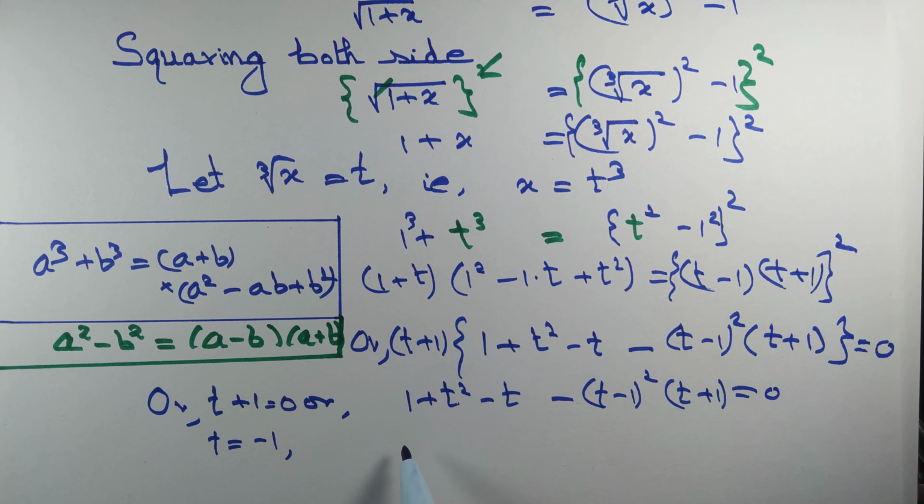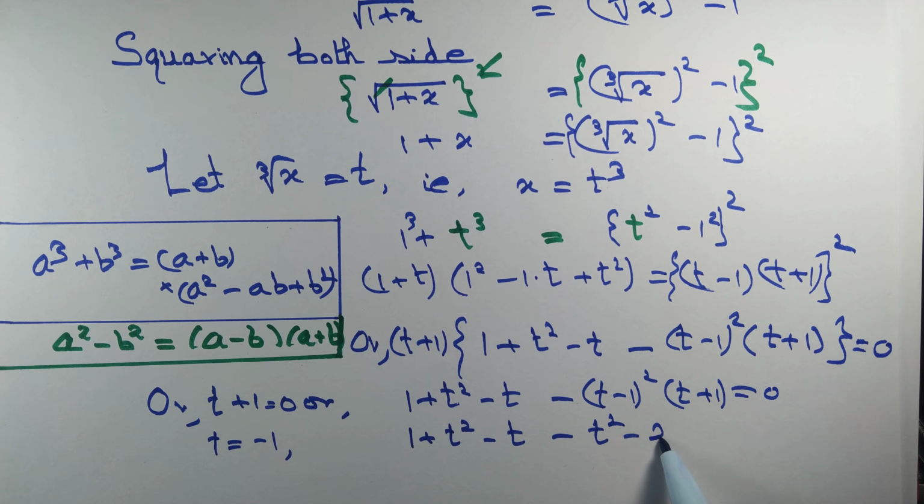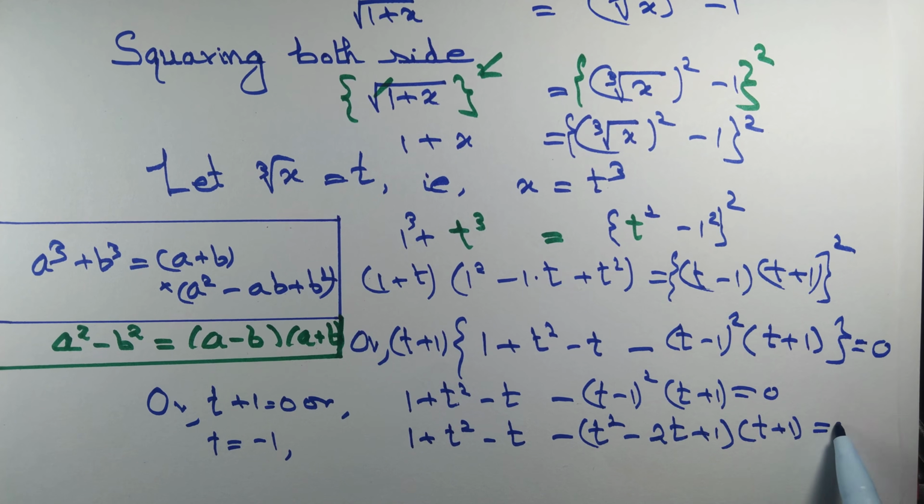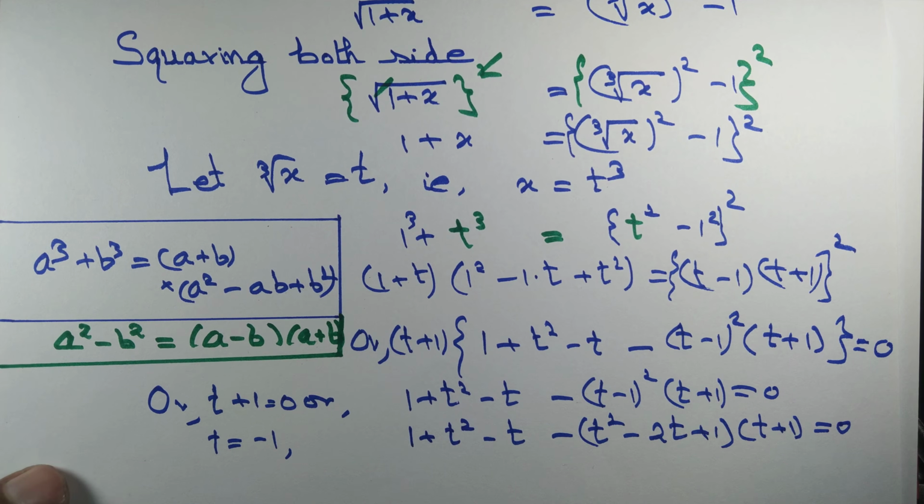Let us simplify it. 1 plus t square minus t minus t plus 1 into t minus 1 whole thing square can be written as t square minus 2 into t plus 1. Then t plus 1 as it is, equal to 0 as it is.